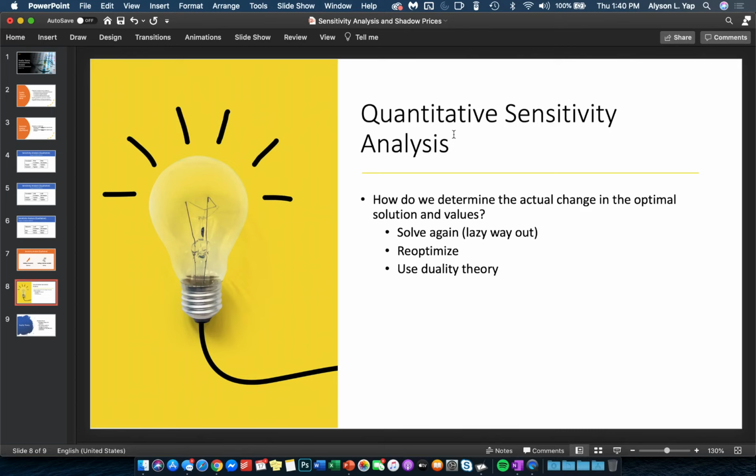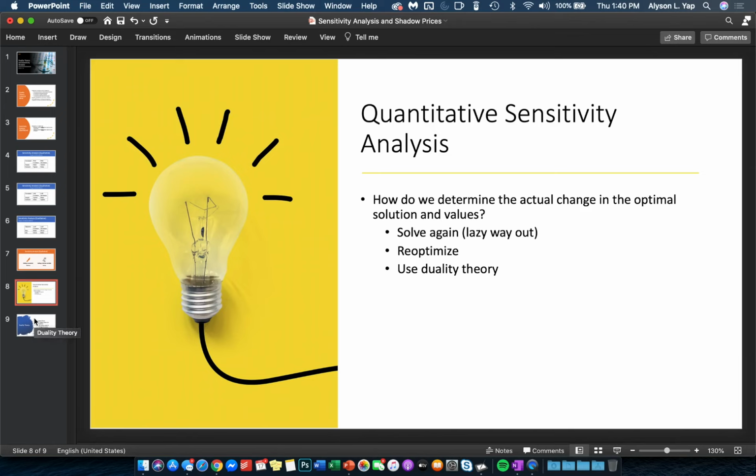Obviously, you can solve the problem again. However, in this case, we will be taking advantage of a theory called duality, where we will be able to quantitatively know how changes in the model will affect the optimal value.